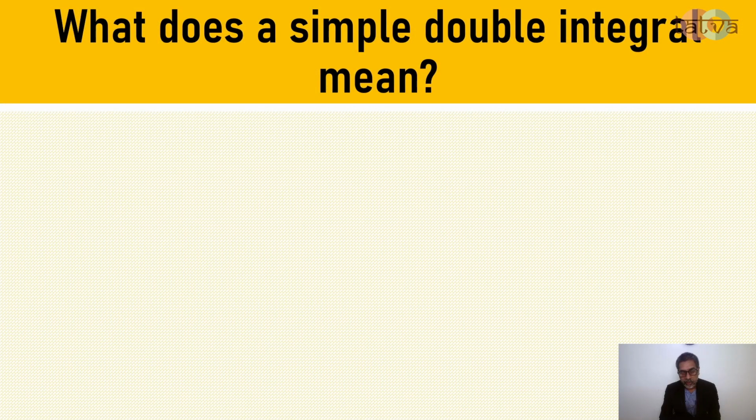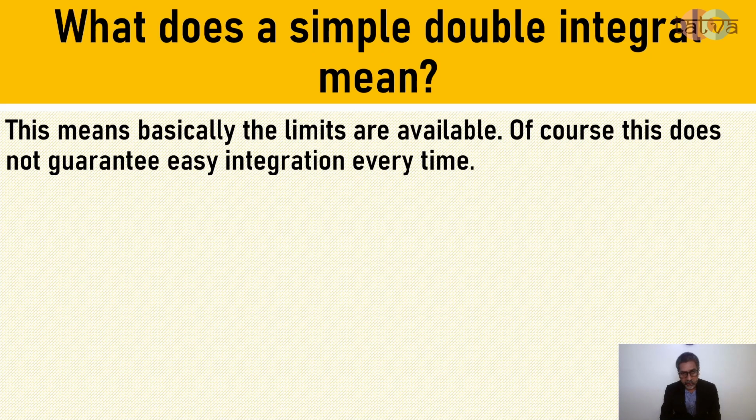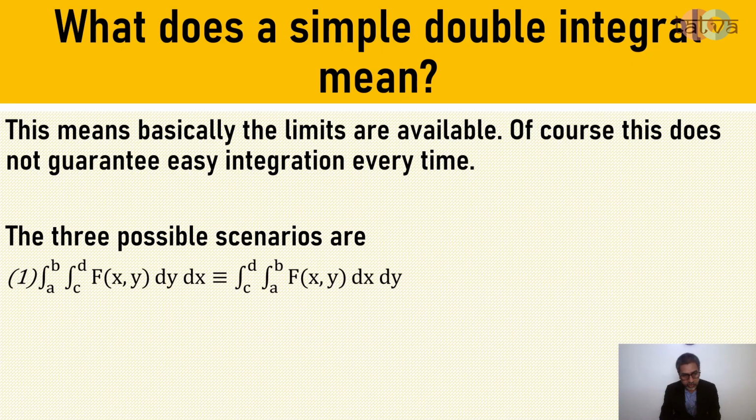So what does a simple double integral mean? This essentially means that when the limits are available in the problem itself, that does not always mean that we'll be able to successfully integrate, because everything depends on 2 things. One is the limits and one is which function are we integrating. So there are 3 possible scenarios. This is the easiest, of course, where you have constant limits for both the integrals. The order can be dy dx or the order can be dx dy, and this is considered one of the easiest of the cases.